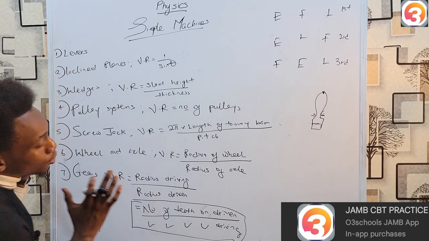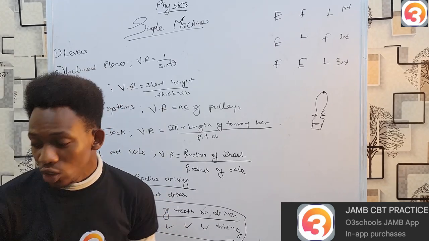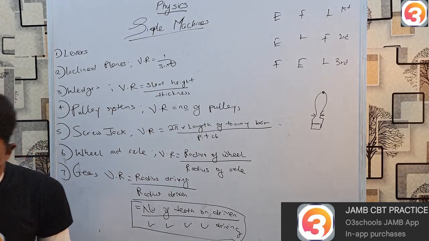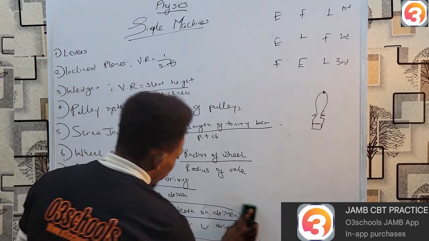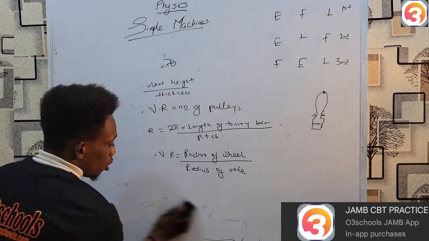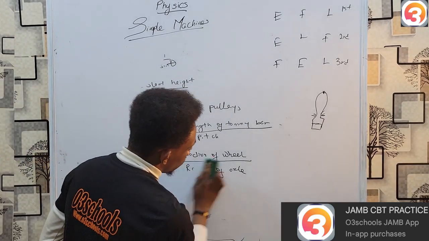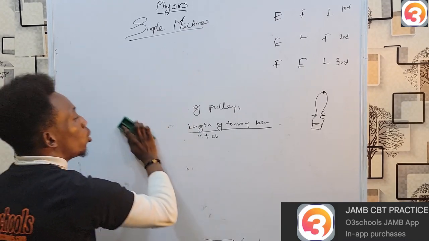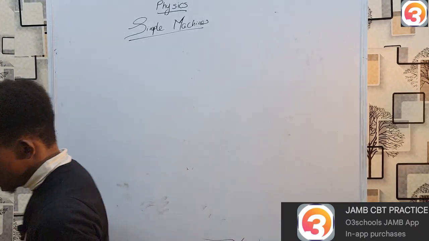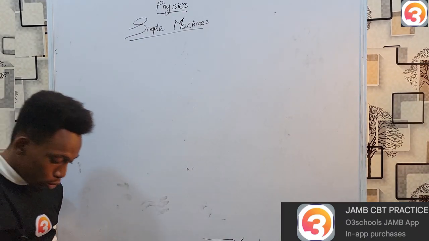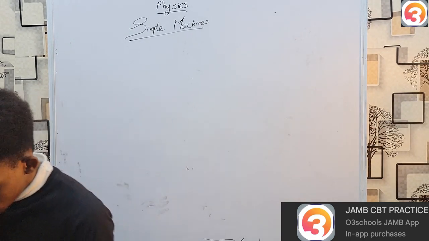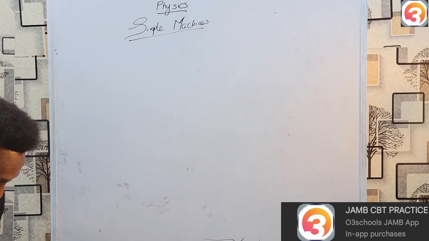And now I know the velocity ratio of all my different types of simple machines. I know how to solve for efficiency. And now we are actually ready to tackle one or two questions. So we simply have to open our O3 Schools JAMB app on our mobile devices. You can put it on your Android phone or your Windows laptop. So let's go. Let's just open my phone right here.